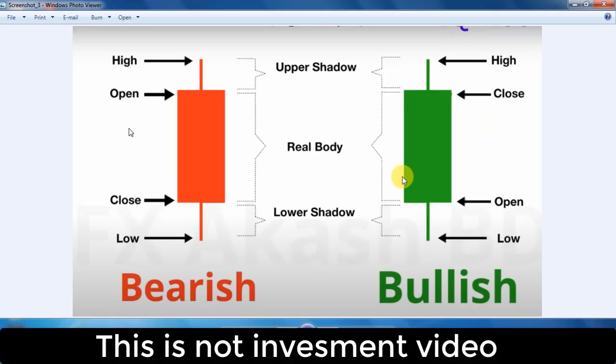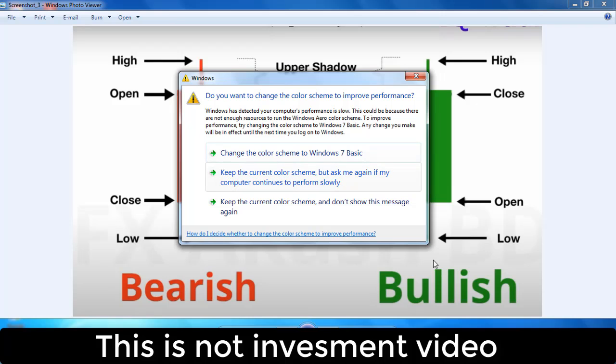And next is bearish and bullish. In the bearish candle, the close point is here and the open point is here, with the high and the low. And in the bullish candle, the open point is here and the close point is here, with the high and low.